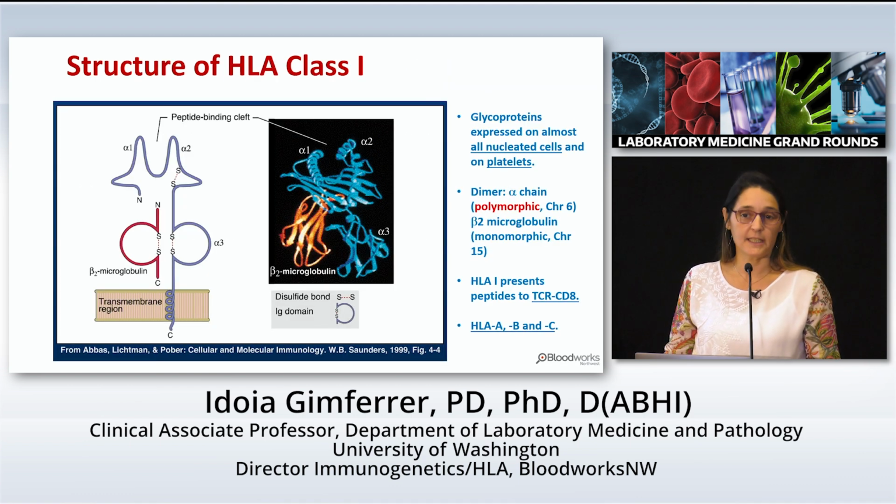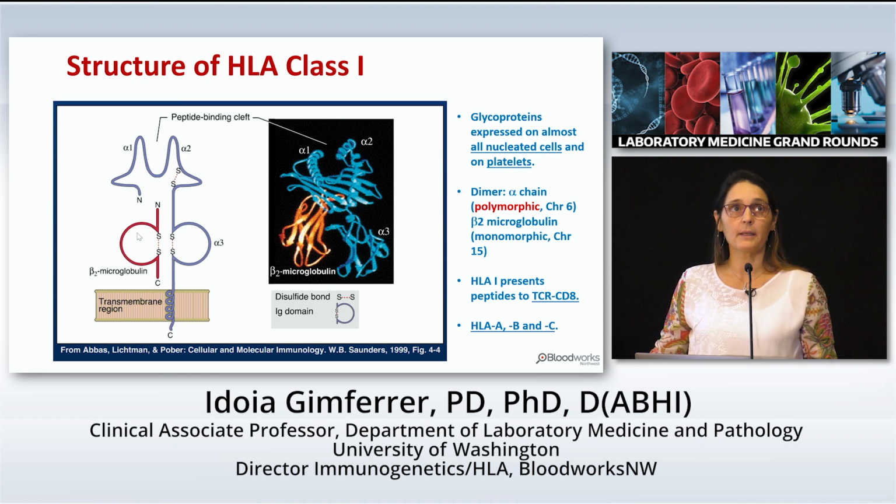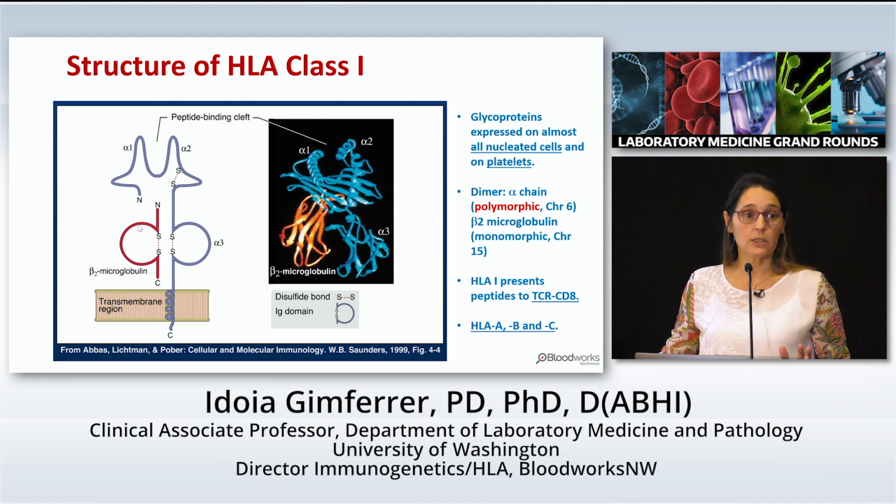This is the structure of HLA Class I. As you can see, there is an alpha chain and a beta chain. All the HLAs are dimers, and the beta chain for HLA Class I is the beta-2 microglobulin, which is not polymorphic, it's totally monomorphic, and is on chromosome 15.